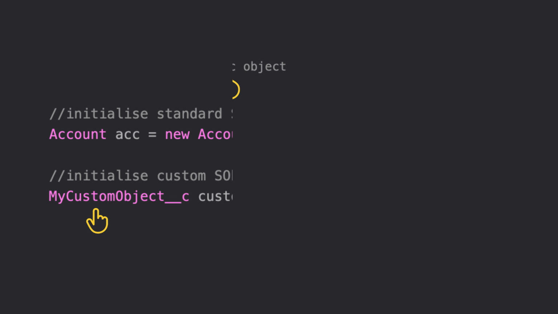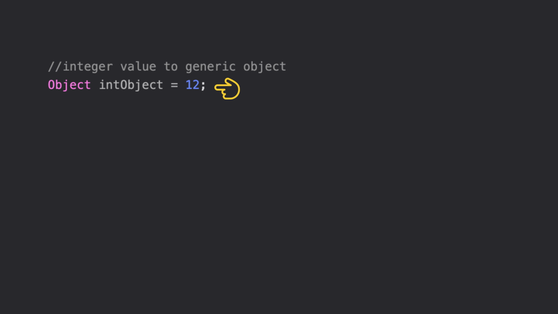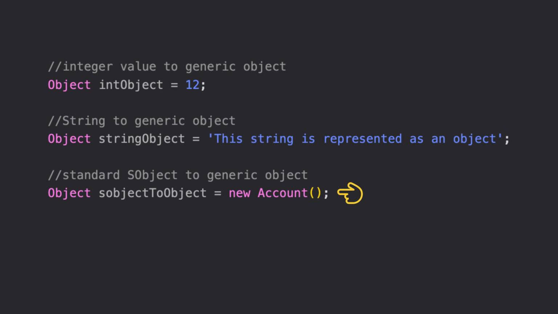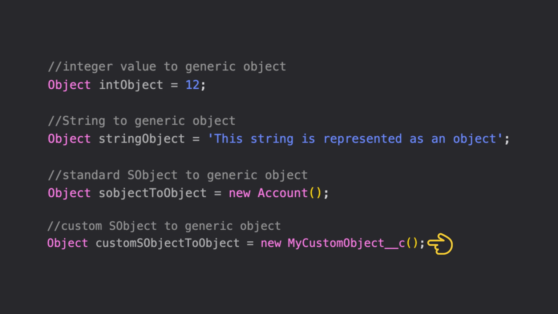Last but not least, let's look at how we use a generic object to assign any value to it. First, we declare the object data type, define a variable for it, and then assign an integer. We could do the same for string, standard object, custom SObject, and any other primitive data type we like.